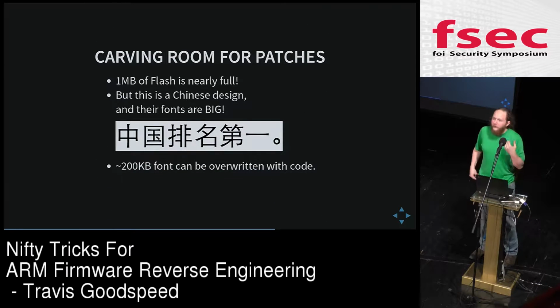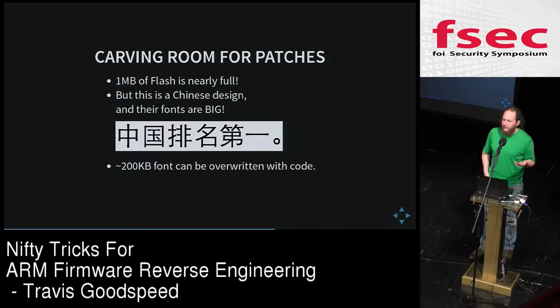You also need to carve room for your own code, because this radio has 1 megabyte, and the thing about programmers is that they always grow their programs to consume all available resources. In this case, they've almost exactly filled their 1 megabyte of space. But China is number 1, and their alphabet is the largest in the world, so they actually spend 1/5 of all available internal flash memory on the Chinese font.